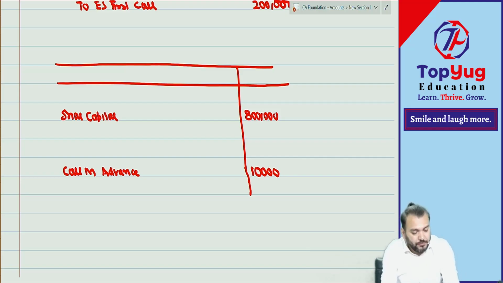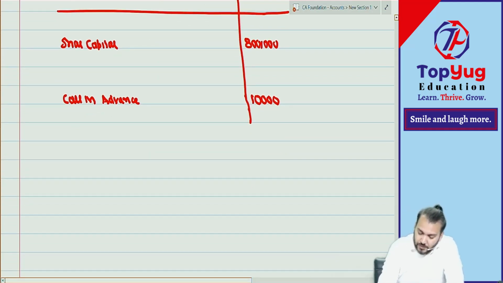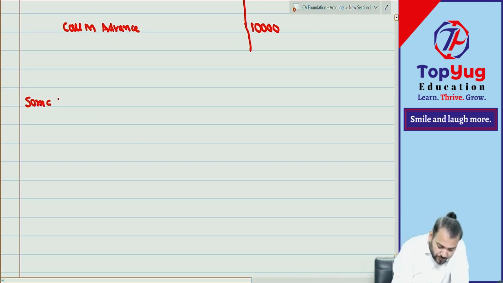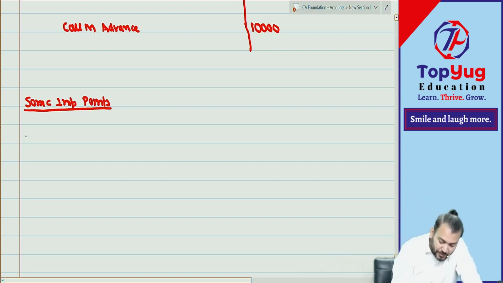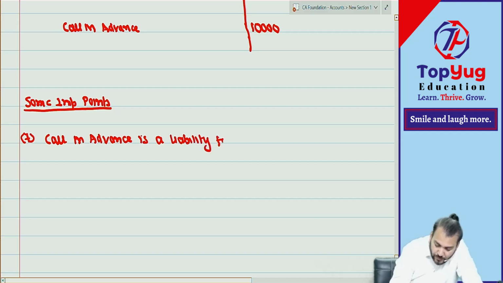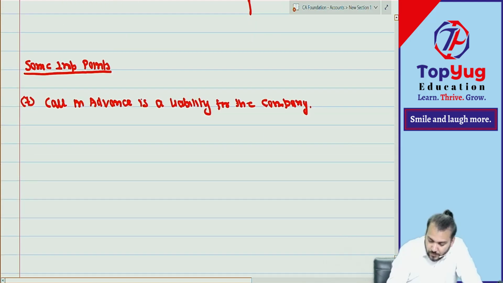Up to this, any doubt? No doubt. Enough. Some important points. How many points already I have given? 6 I have given. So point number 7, write down: calls in advance is a liability for the company. Correct.